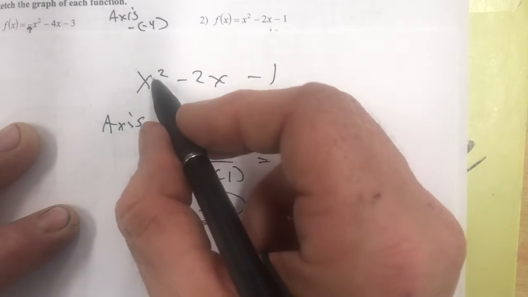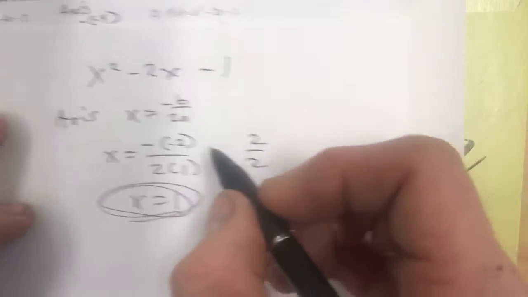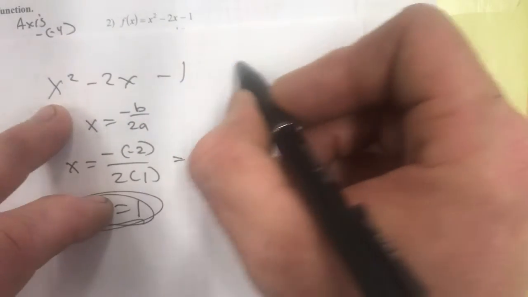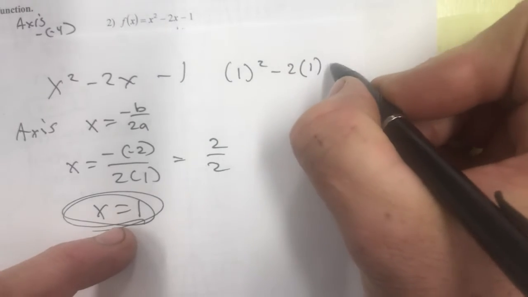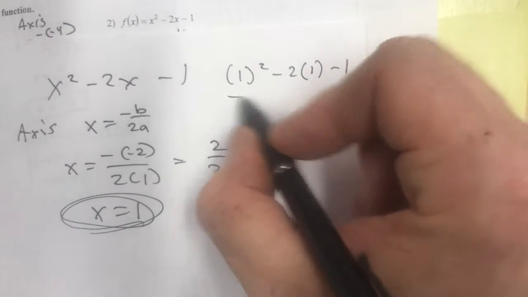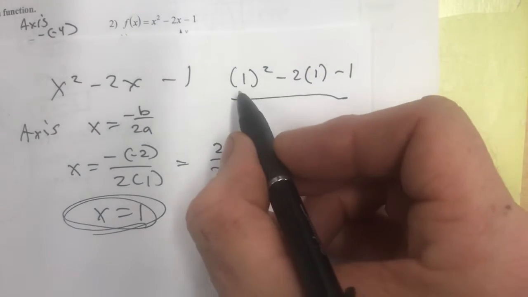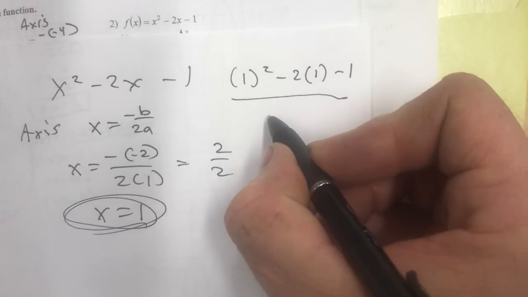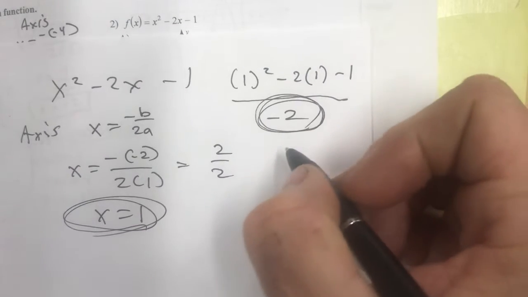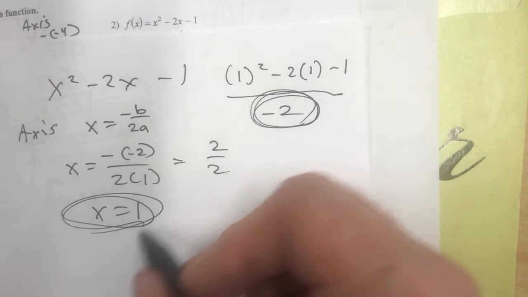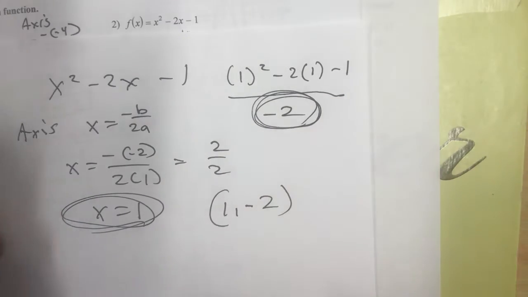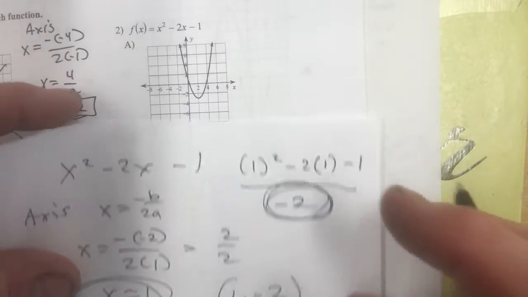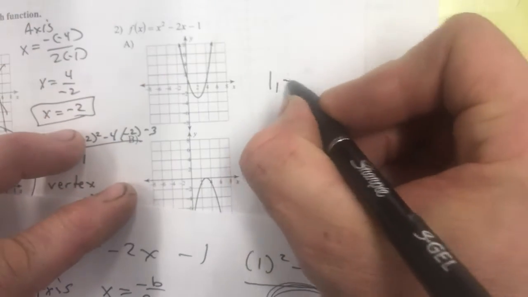Okay, now I plug that in up here. So if I plug that in, this is what I'm going to have: 1 squared minus 2 times 1 minus 1. If I punch this in the calculator, I'm going to get 1 minus 2, negative 2. Okay, so there's my vertex right there, 1, negative 2. All right, so I'll write that right here, 1, negative 2.